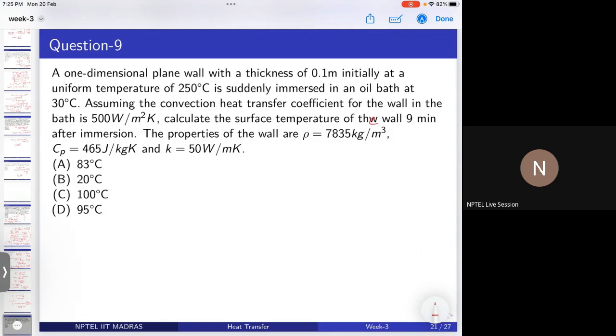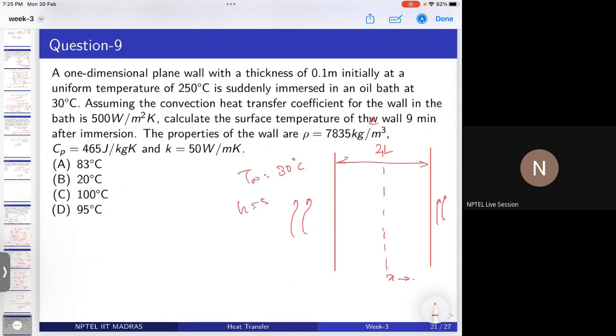So the first thing we need to do is check the Biot number. We have a plane wall, so I'm making it 2L, with both sides immersed in a bath at infinity at 30 degrees Celsius. So please calculate the Biot number.